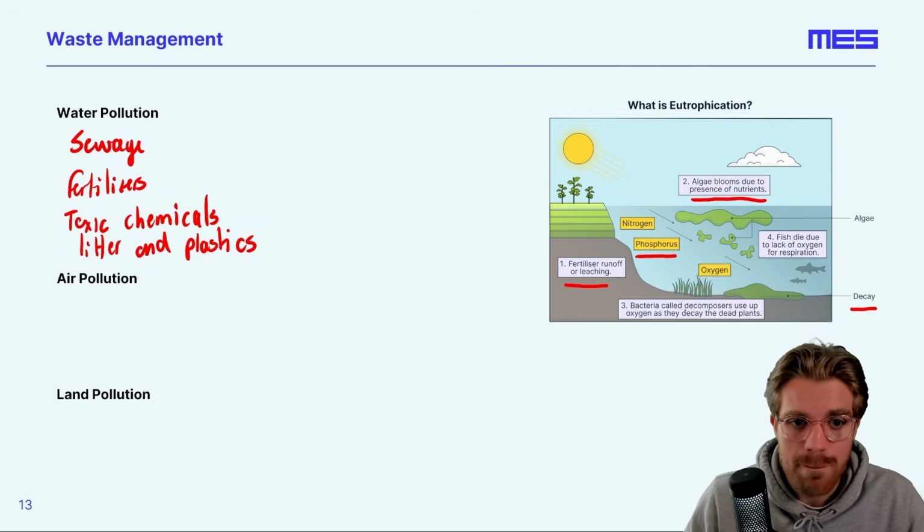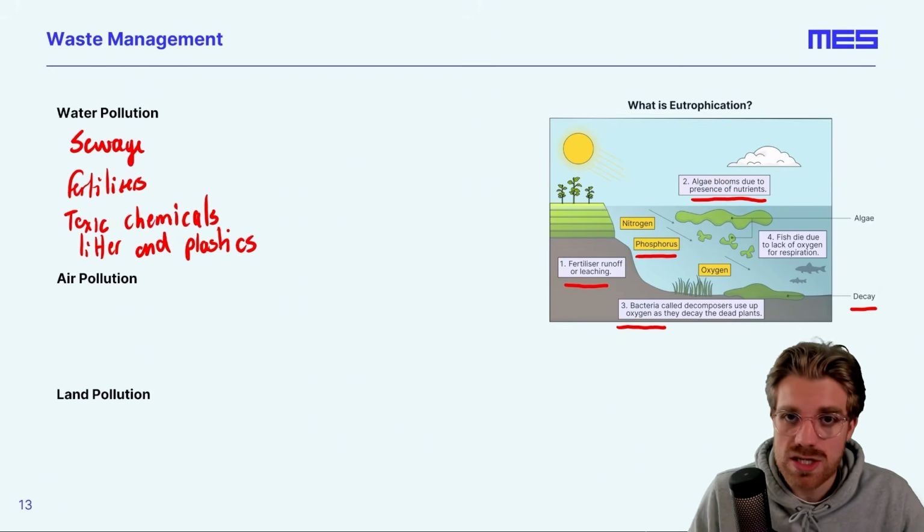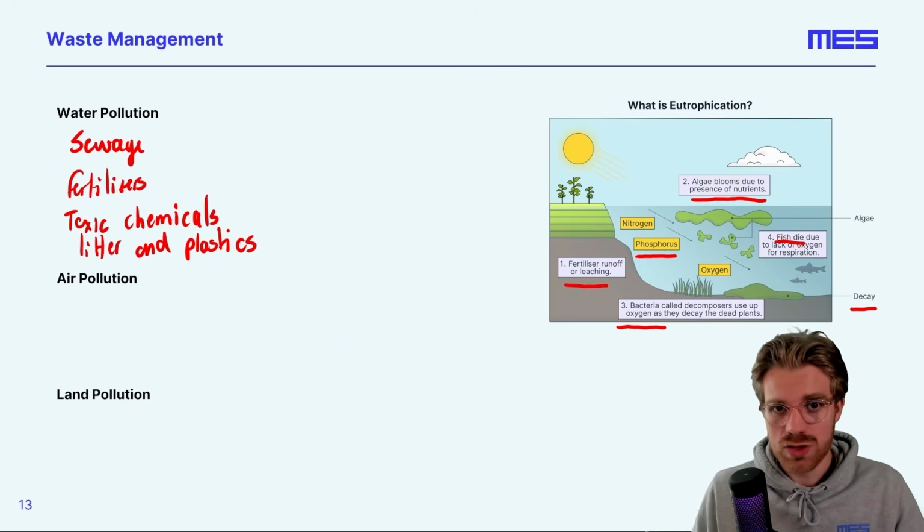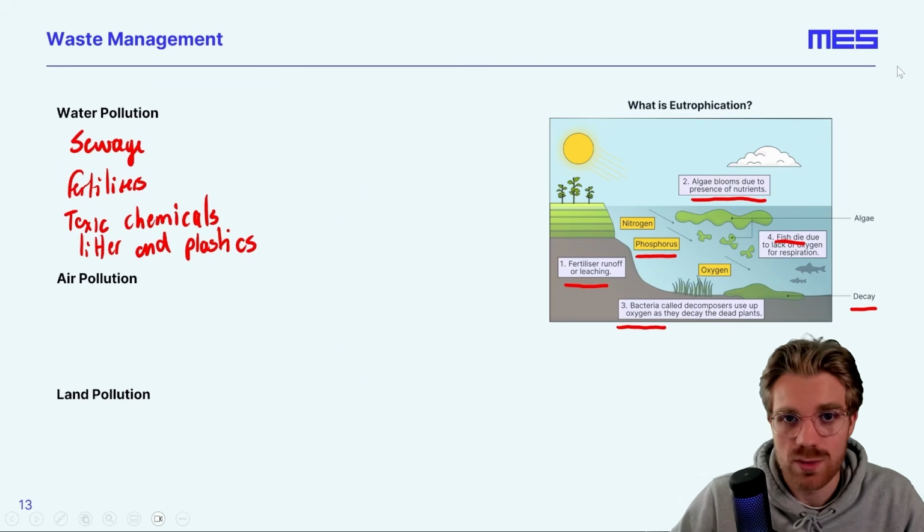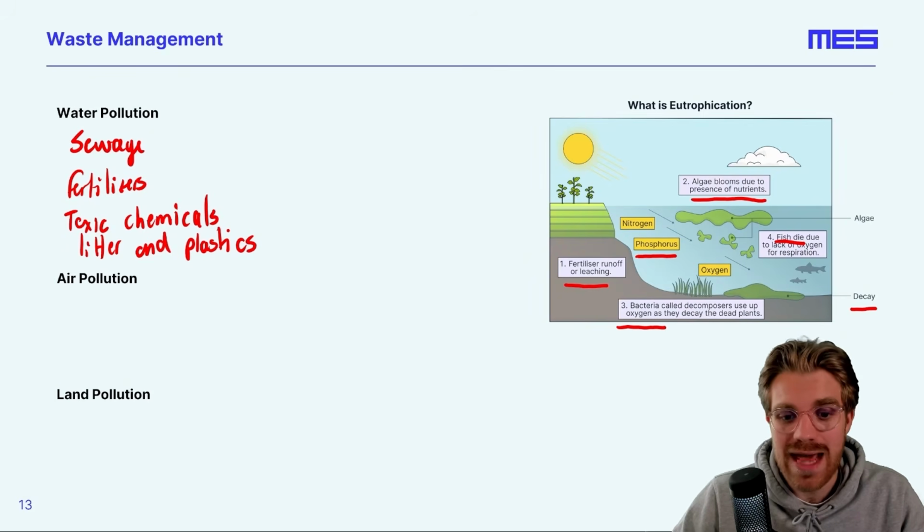Because the light is blocked, this means that the plants underneath the surface are going to die and start to decay. Bacteria called decomposers use up the oxygen as they decay the dead plants. Because the oxygen has then been used up, the fish then die as well, due to a lack of oxygen for respiration. This then leads to death of the entire ecosystem.